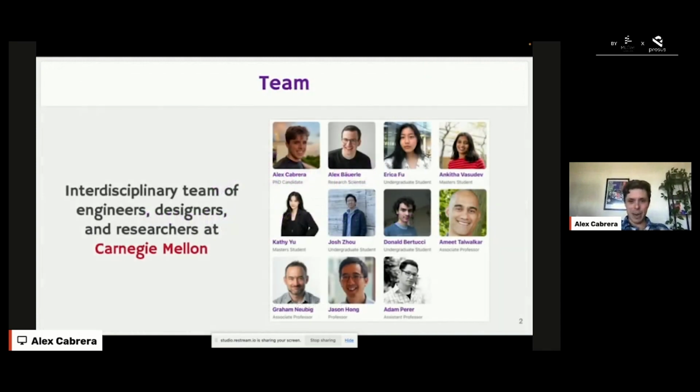Before we get into it, I want to shout out our awesome team. We're all researchers at MLOps. We have undergraduate students, graduate students, professors. We've all been contributing to this, everything from designers to ML engineers. So it's a really great team that I'm a part of.